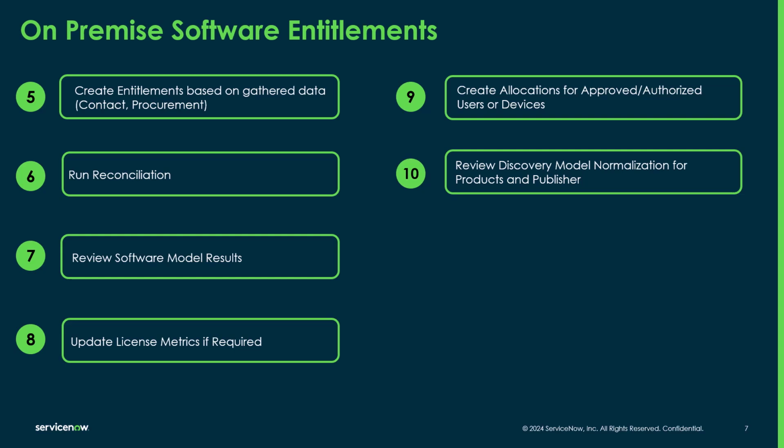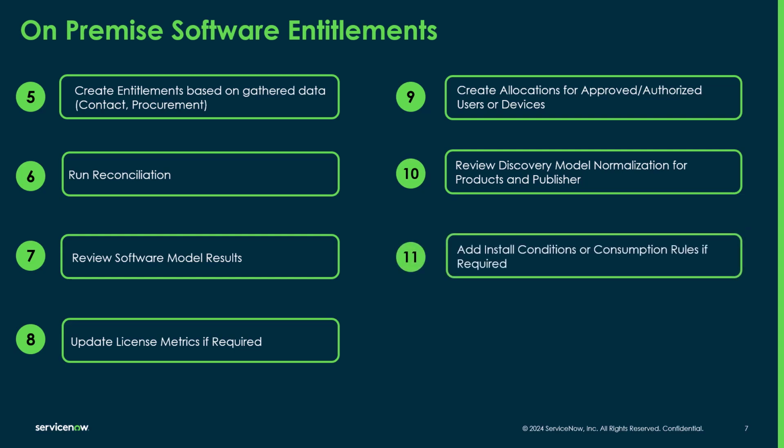So if discovery models don't map back to that software model properly, they're not going to be considered during the reconciliation process. So that's going to really make your compliance position inaccurate. So you want to make sure that publisher or product is fully normalized or manually normalized with all those three fields, so you're going to get that full count of software installations out there.